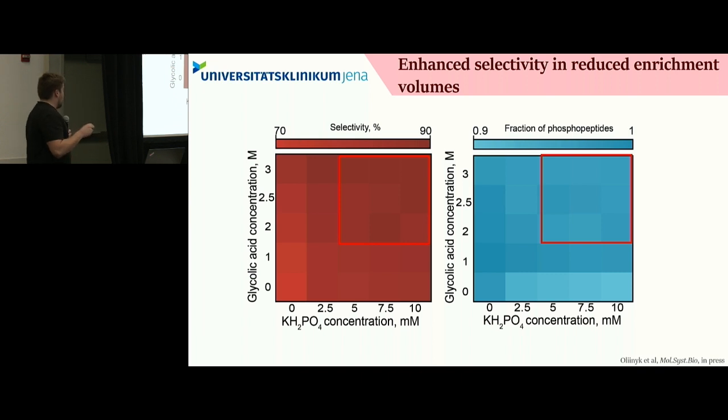And the added bonus here is that even if you mess up your pipetting a bit, so plus minus 0.5 molar glycolic acid or a couple of millimolar error of the monopotassium phosphate, it will not drastically change the quality of your analysis.